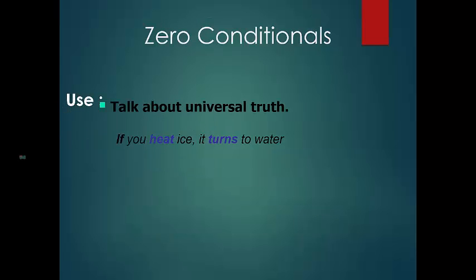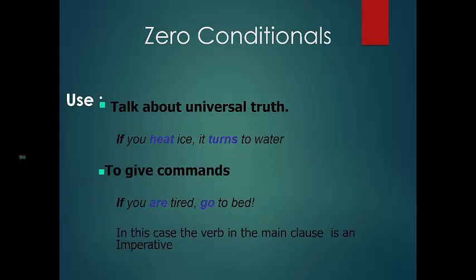We use the zero conditional to talk about universal truths, scientific facts. If you heat ice, it turns to water. And we also use it to give commands. If you are tired, go to bed. In this case, the verb in the main clause is an imperative. So we focus on the first use, universal truth, and on giving commands.